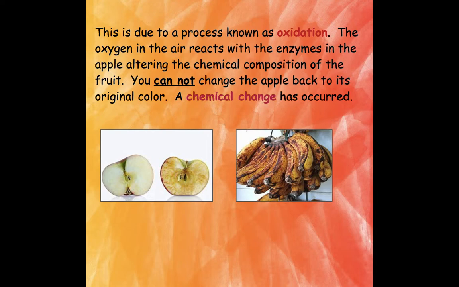So when oxygen in the air reacts, it can react with enzymes, in this case in fruit, and alter the chemical composition of the fruit. So when you cut an apple, that is a physical change. But if I leave that apple out and it starts to brown, that browning that you see on the apple, that's a chemical change. I can't wipe my finger across it and make it not brown anymore. That part of the apple that was exposed to oxygen has oxidized. That is a chemical change.